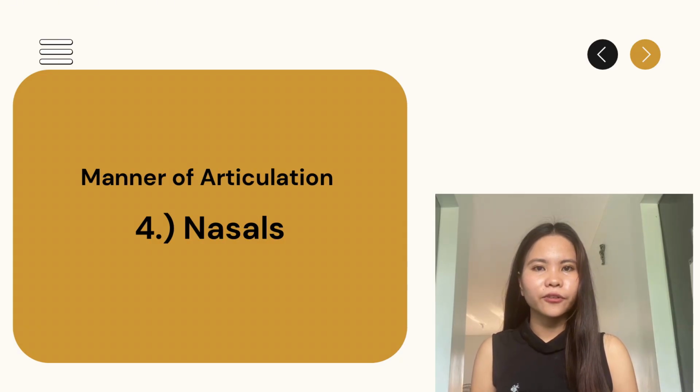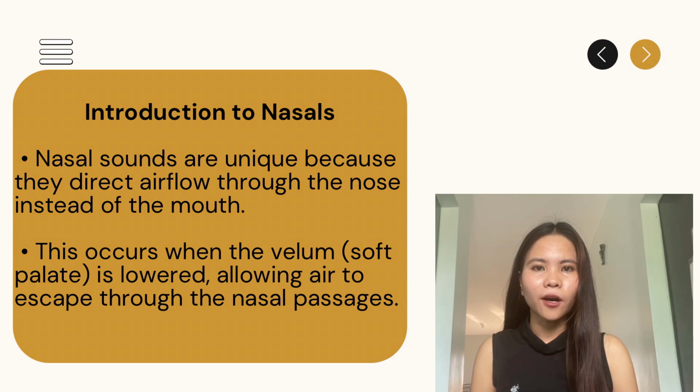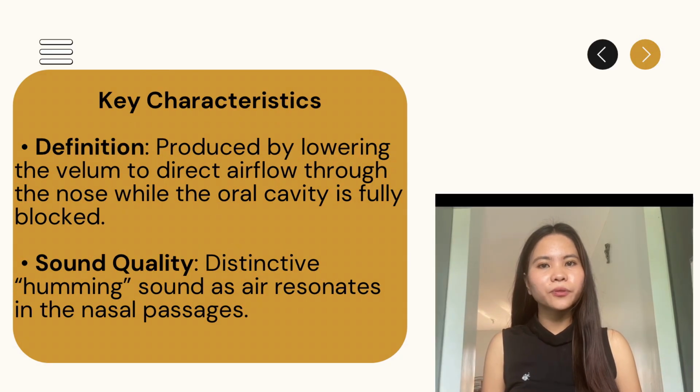Nasal sounds are different from other consonants because they redirect airflow through the nose rather than the mouth. This redirection happens when we lower the velum, the soft palate at the back of the mouth, allowing the air to escape through the nasal passage while the oral cavity is blocked. Nasal consonants are produced by lowering the velum so that airflow is directed through the nose.